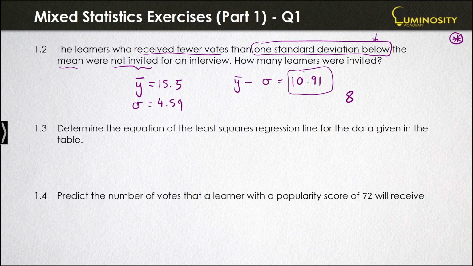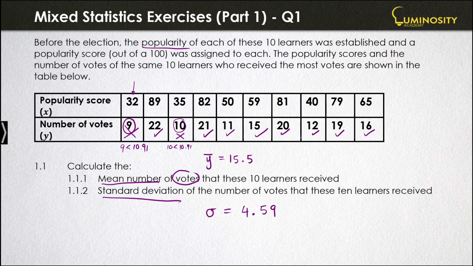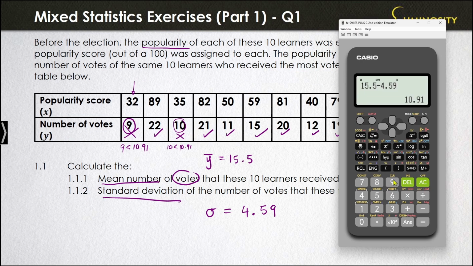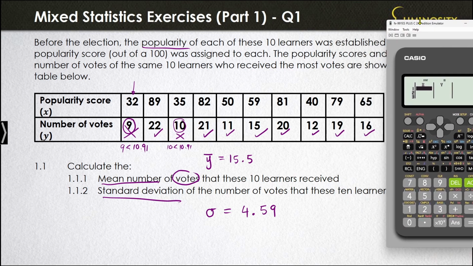Next, determine the equation of the least squares regression line for the data given in the table. Okay, so here I'm going to clear everything off my calculator so I can start afresh. Mode, stats, and now we're going to choose the regression line 2. So again, I'm going to carefully enter the x values first and then the y values. So 32 equals, then 89 equals 35, 82, 50, 59, 81, 40, 79, and 65. And you can see that is 10 data points.